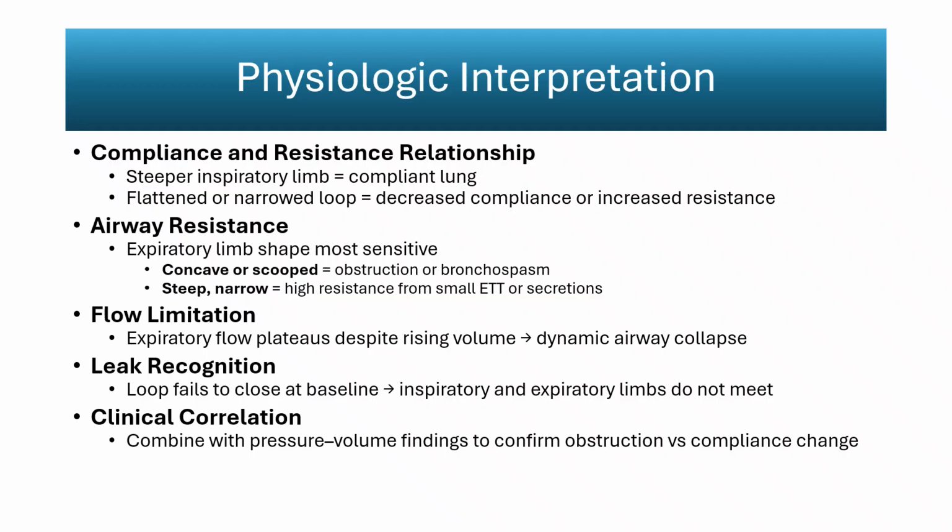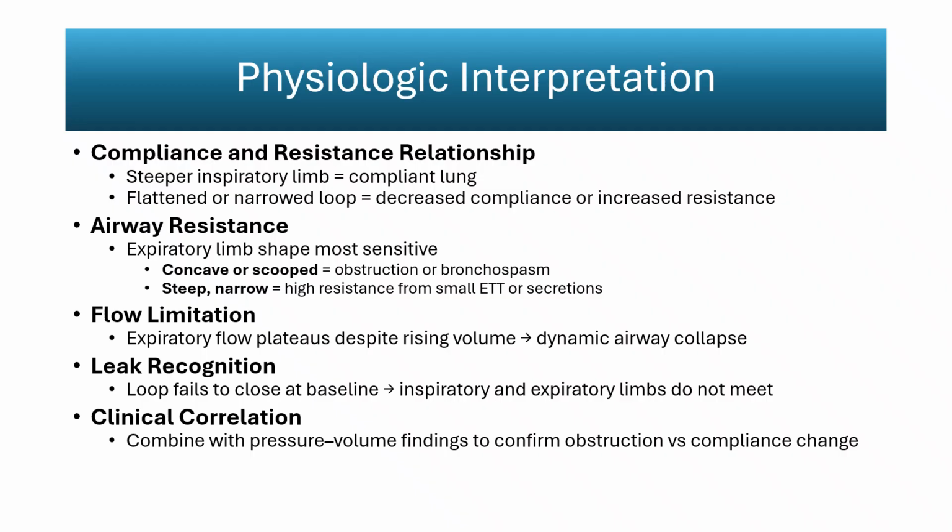A concave or scooped appearance during expiration develops when there is narrowing from secretions, bronchospasm, or tube obstruction. If the airway narrows abruptly, such as from a small endotracheal tube or retained secretions, the expiratory limb becomes steep and narrow because flow is limited at all lung volumes.